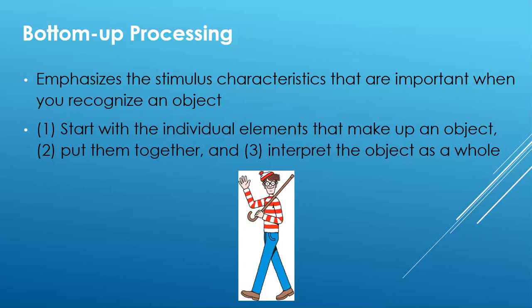The first thing we're going to talk about is bottom-up processing. Bottom-up processing emphasizes the stimulus characteristics that are important when you recognize an object. So pretty much you start with the individual elements that make up an object, then you put them together and then interpret it as a whole. Another way you can think of this is if you've heard the term see the trees before the forest. So bottom-up processing, you see the individual trees. You put all the trees together and you understand that you're looking at a forest.